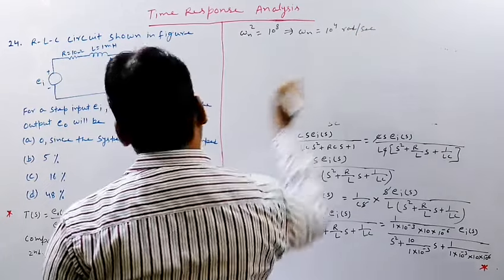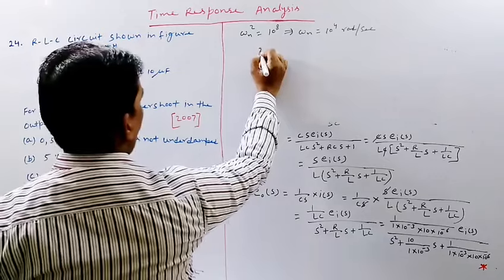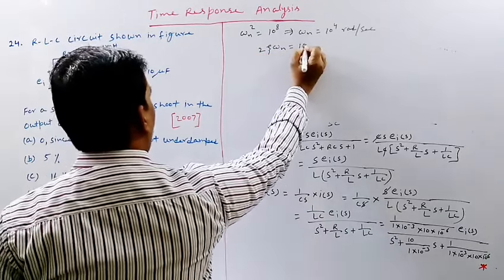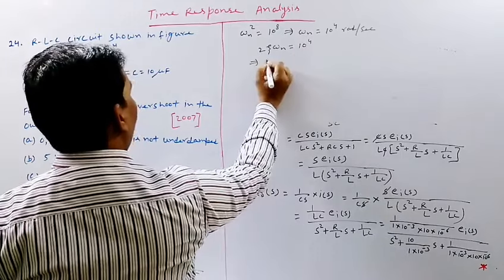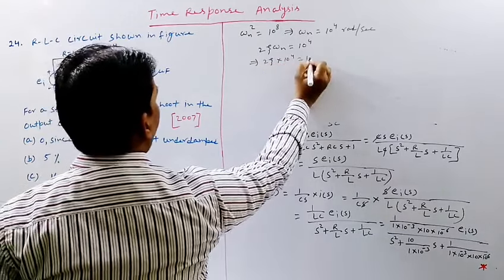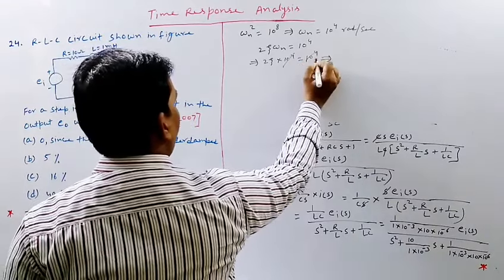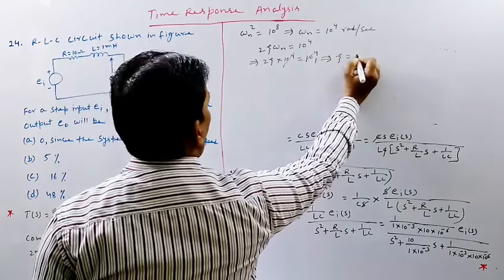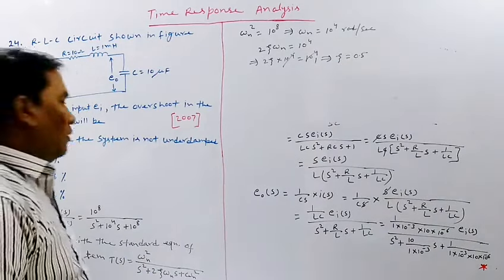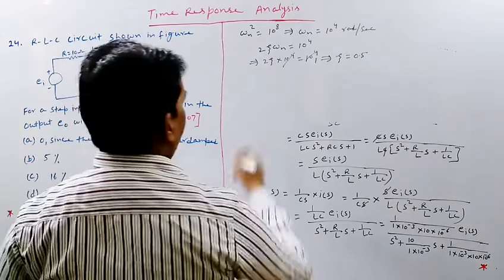Okay. Now 2 zeta omega n is nothing but 10 to the power 4. So 2 zeta omega n is again 10 to the power 4, and if we put the value of omega n, which is 10 to the power 4, this will give zeta equal to 0.5.